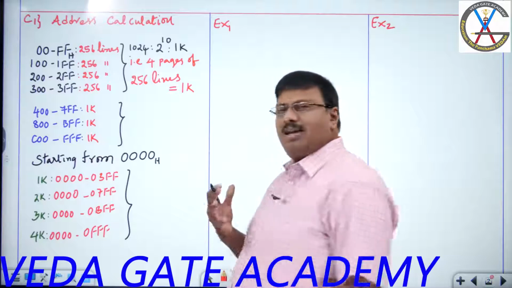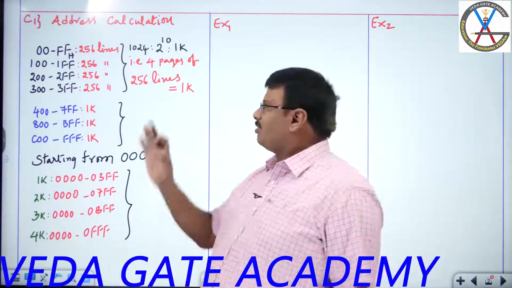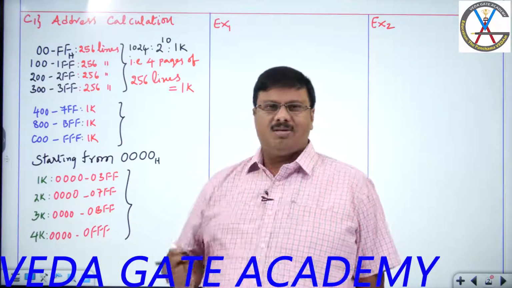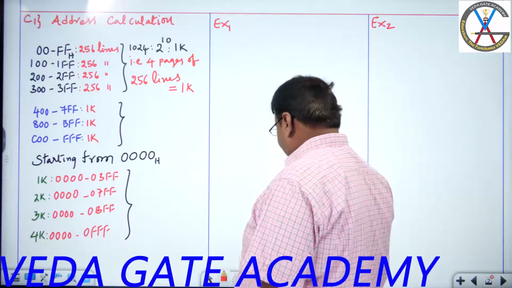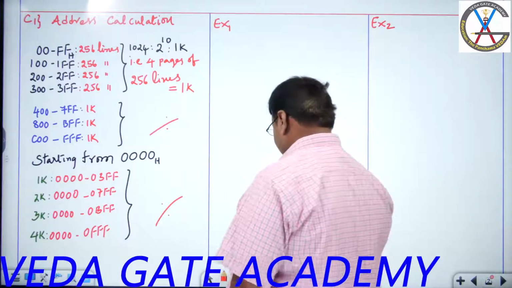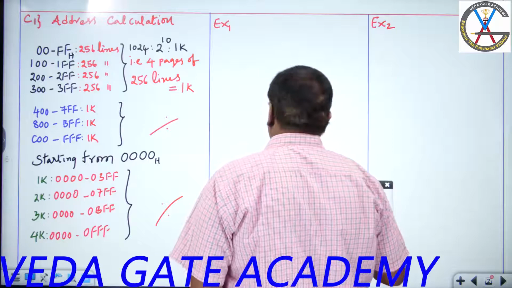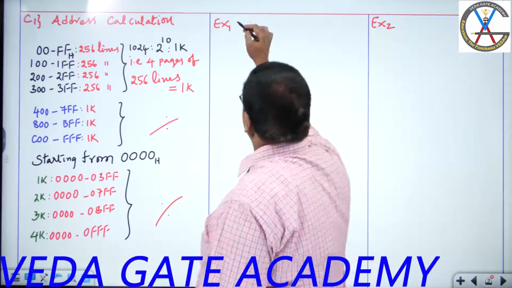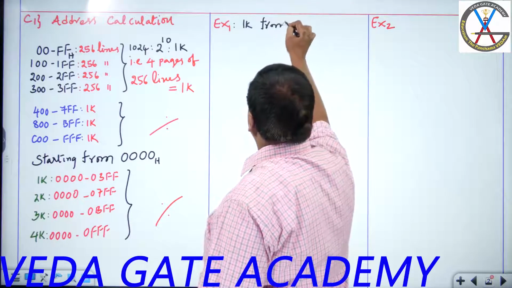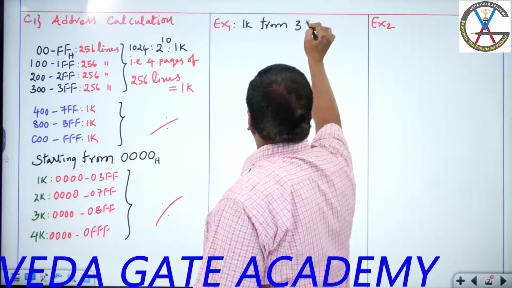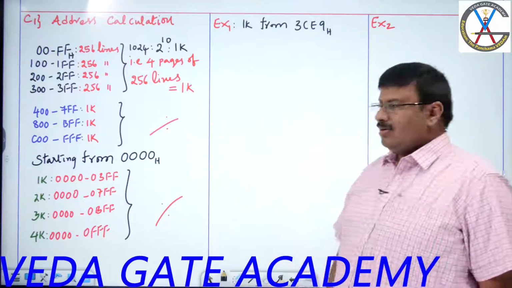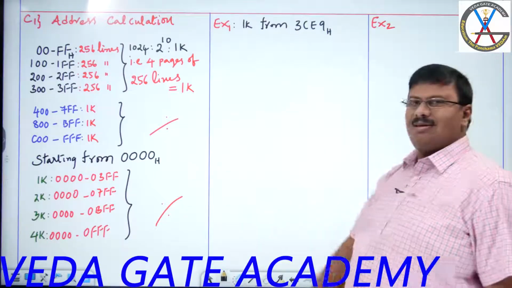Now let us see how to calculate from a certain number. If it is from 0000, well fine, but if I want an address range from a given number, let's see how to do that. Example 1: 1K from 3CE9 hexadecimal. So I want to calculate 1K from 3CE9 hexadecimal.